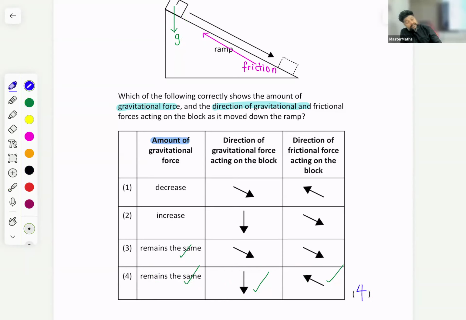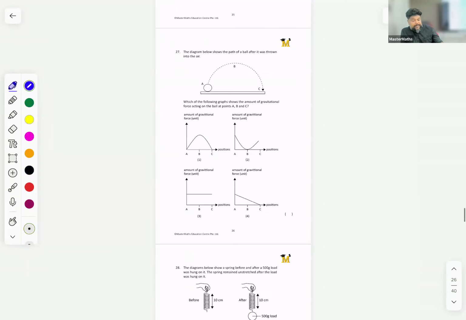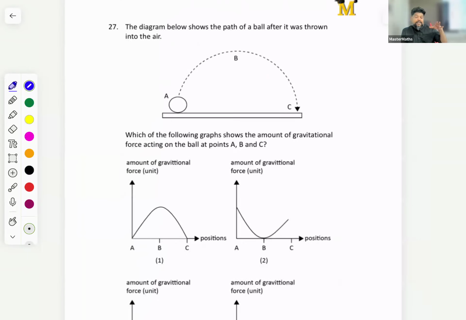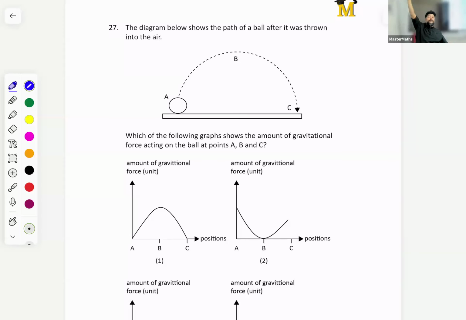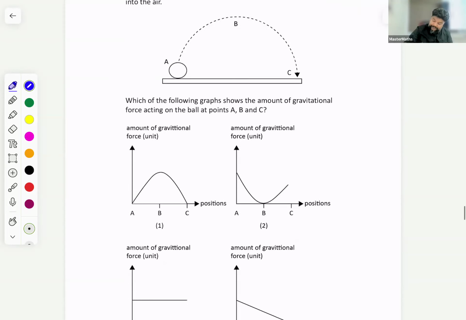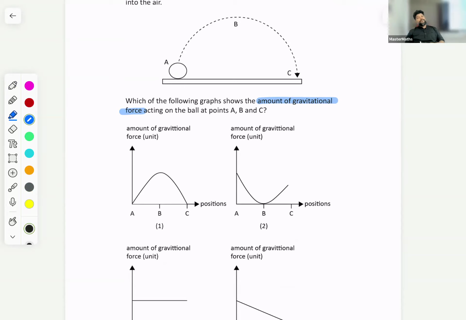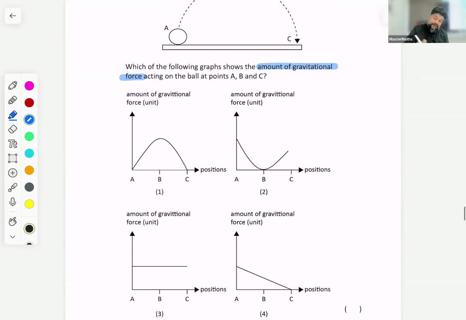Okay? Okay. Question number 27. Tell me, Ayana, what should the answer be? Should be what, Ayana? 3. Good. Why 3? Exactly. It didn't change mass, didn't change location. So the amount of gravity shouldn't change. So it's option number 3.